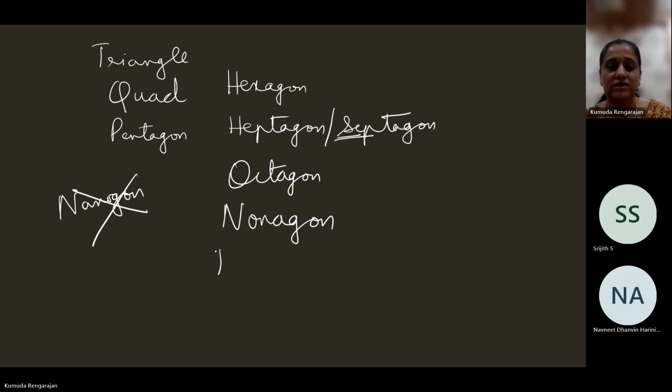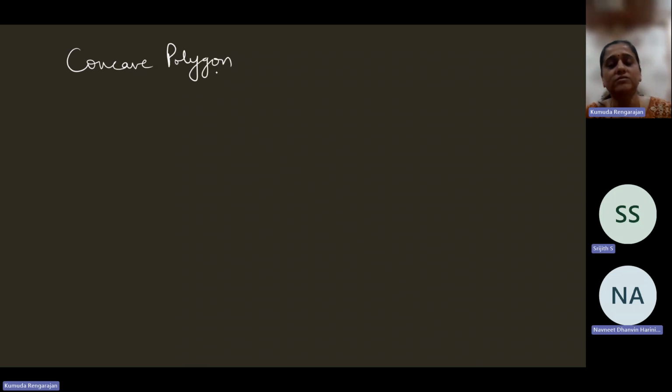Nonagon. 10 sides. Decagon. Very good. What do you understand by a concave polygon? What is a concave polygon?